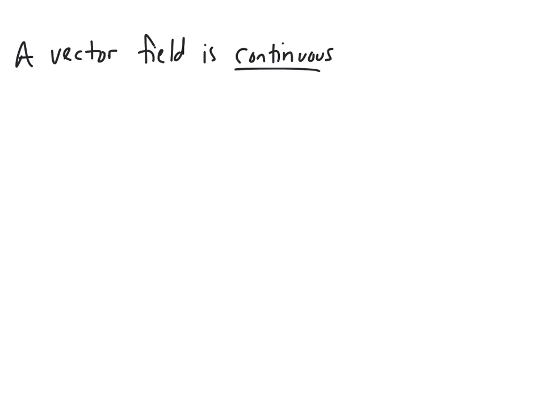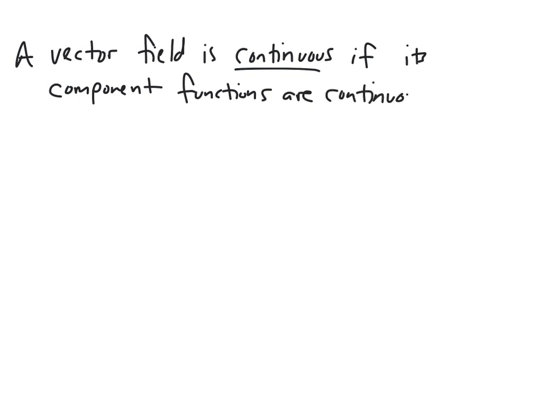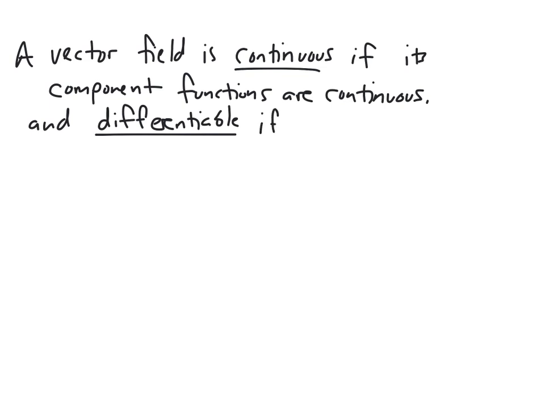So before we look at a couple other examples, we should point out that a vector field is said to be continuous if its component functions, the corresponding scalar fields, are continuous, and the vector field is differentiable if its component functions are differentiable.